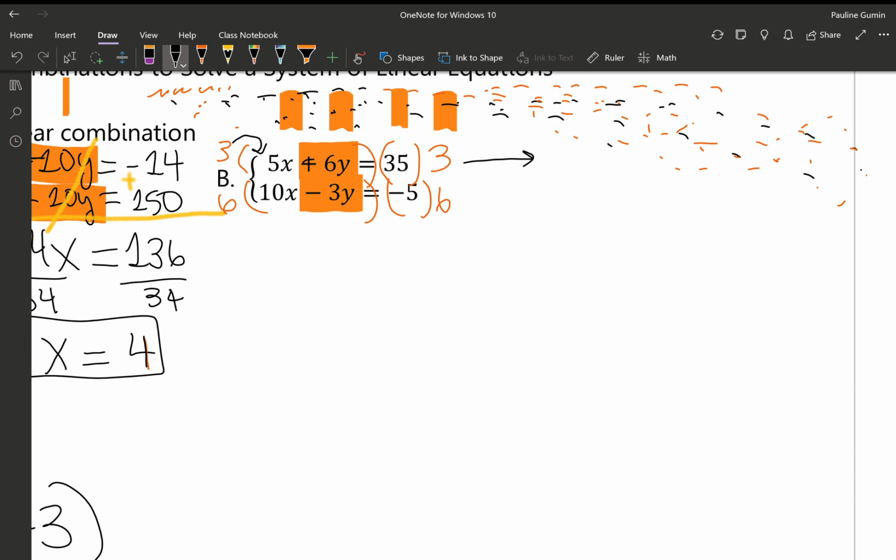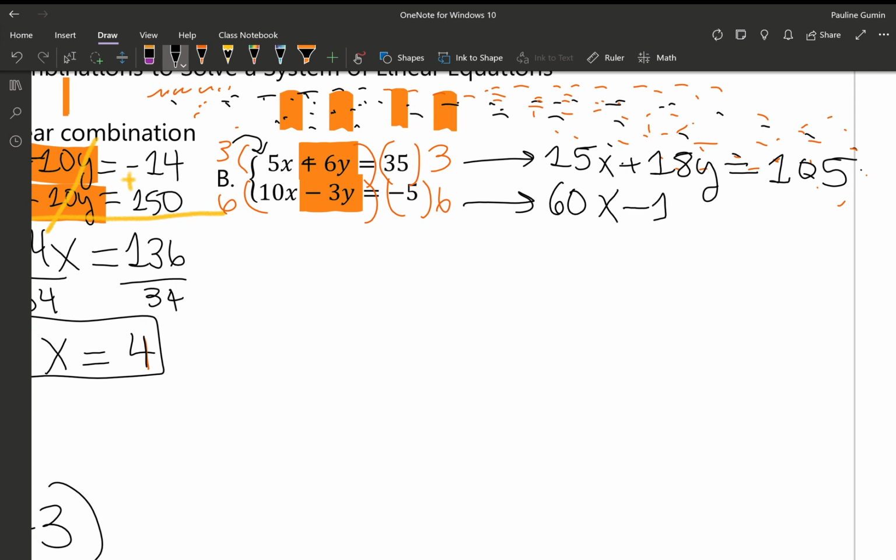Okay, so let's see. 3 times 5x is 15x. 3 times 6y is 18y. And 3 times 35 is 105. Let's do the same thing on the bottom. 6 times 10x is 60x. 6 times negative 3y is negative 18y. And 6 times negative 5 is negative 30. We have succeeded in making our y's opposites.